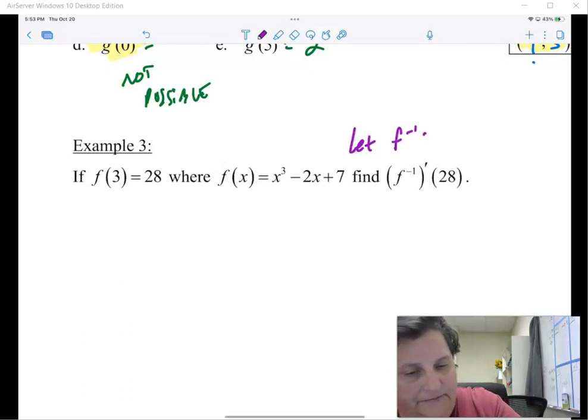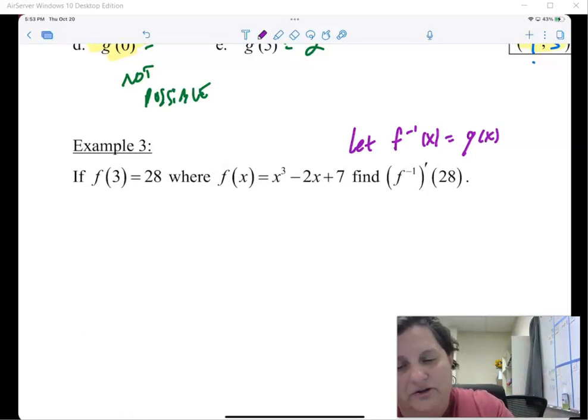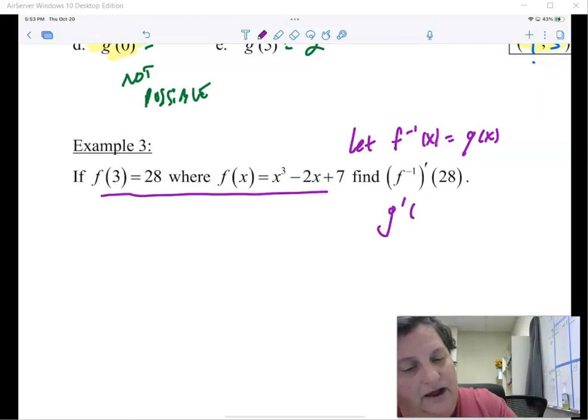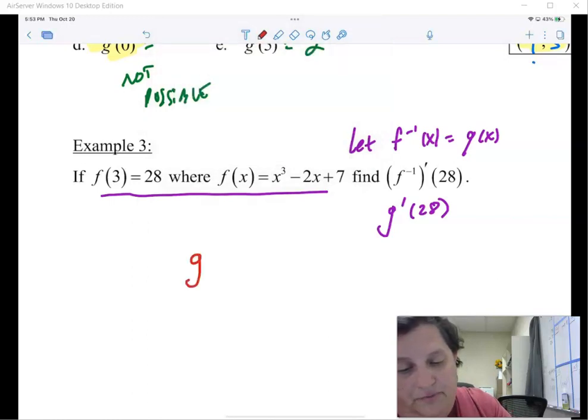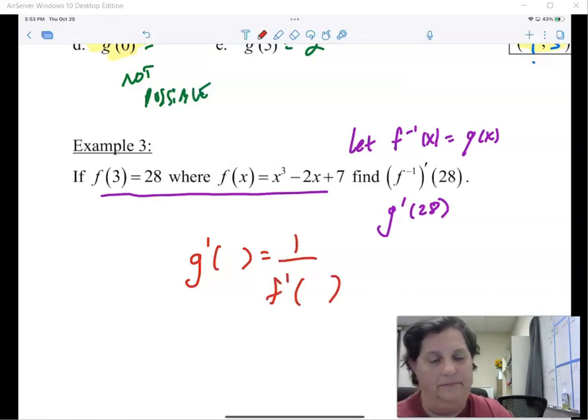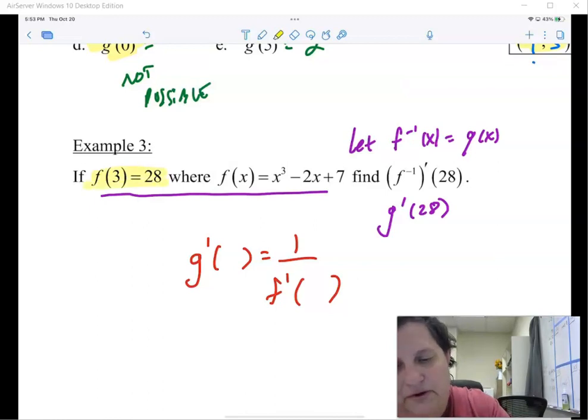Let inverse equal G, because I just get so messed up. So here I have my information about f of x, and then here it wants me to find G prime of 28. Okay? So here's how it works. I start by setting it up. G prime of something is 1 over f prime of something. And then I go look for what I call magic point, okay? Magic point is this point right here.